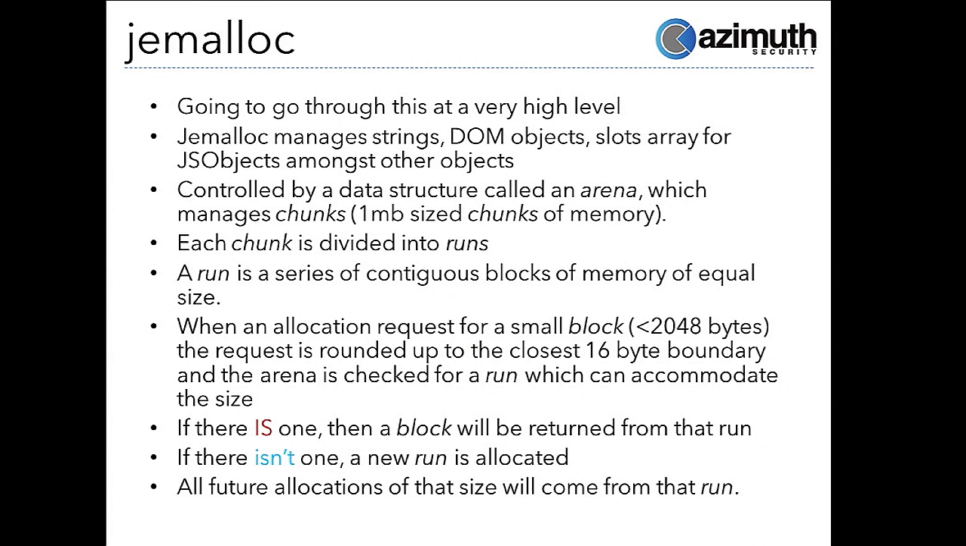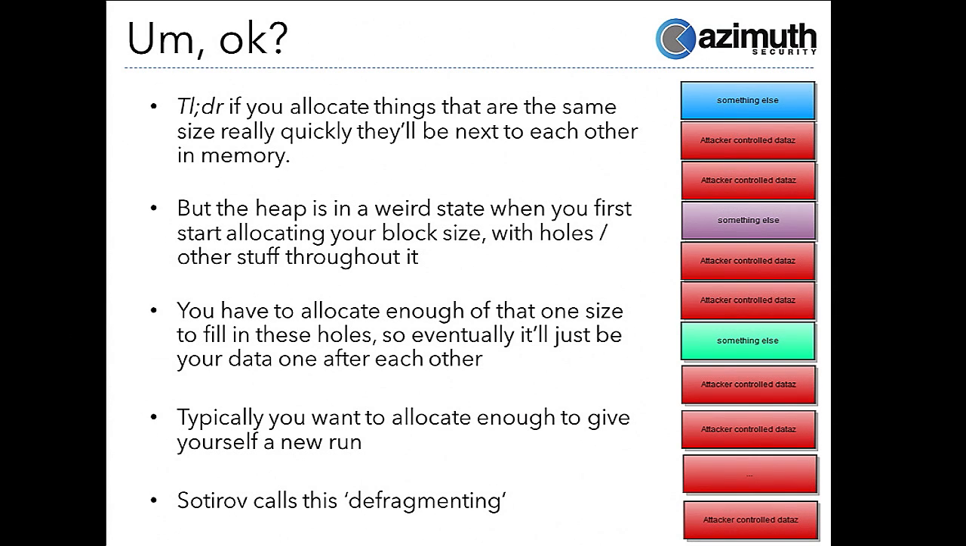So when you allocate something, let's say 0x34, it goes to the arena and asks, hey, is there a run for 0x30 to 0x40 inclusive? If there is one, it'll return a block from that run and say, here's your bit of memory. If it doesn't have one, it'll create a new run, and every allocation for that particular size will come from the exact same run. What you should take away is that when you allocate things of the same or similar sizes, within the 16-byte leeway, they're all going to come from adjacent or similar memory. The TLDR is, if you allocate a bunch of things, after a while they're going to be sequentially in memory.